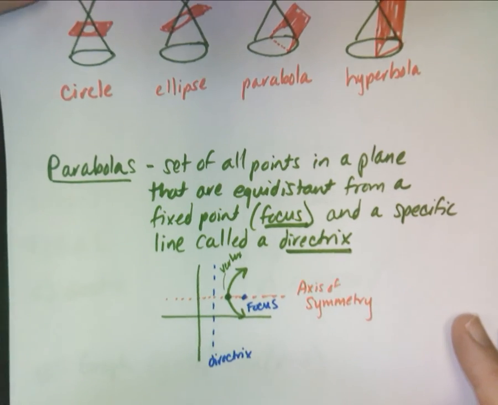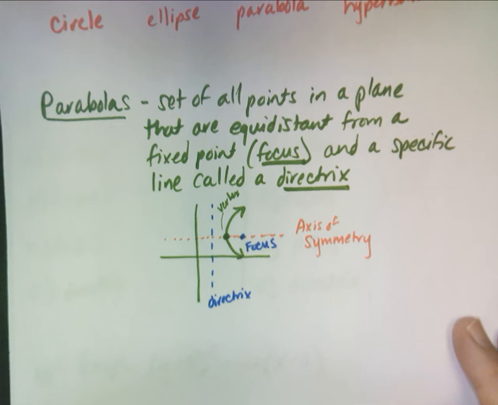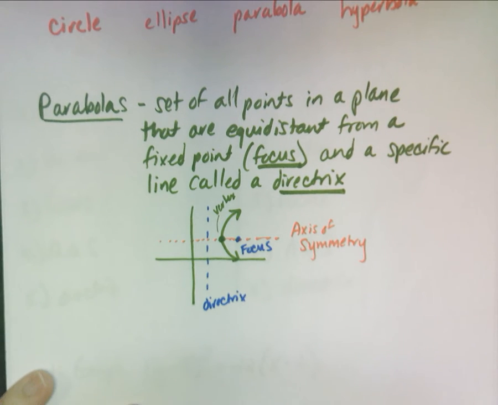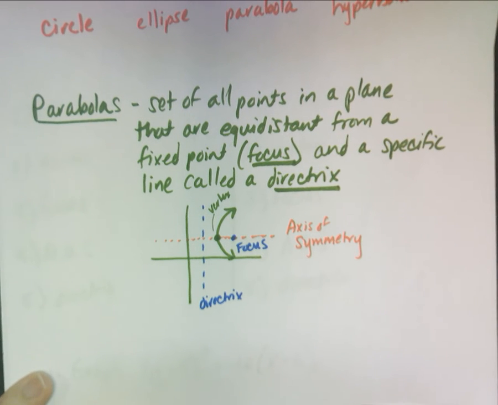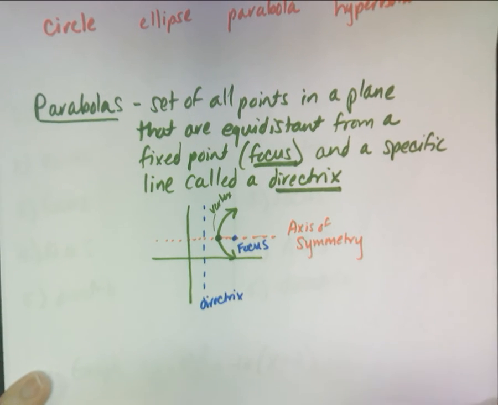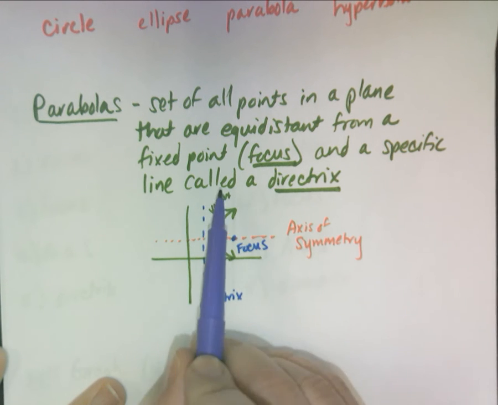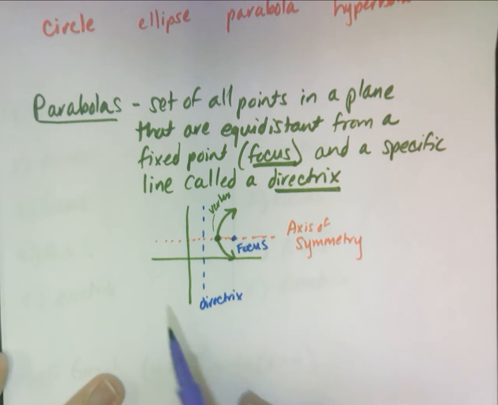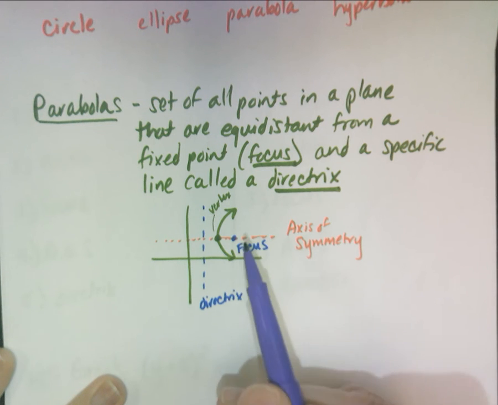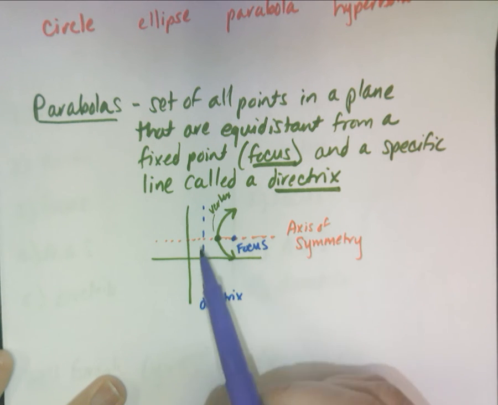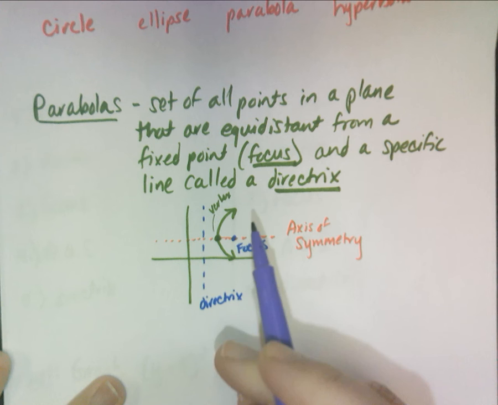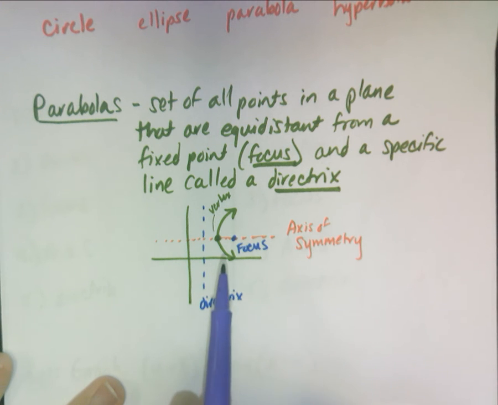Okay. The definition for parabola, again, you can pause this if you want to, is the set of all points in a plane that are equidistant from a fixed point called a focus and a specific line called a directrix. Okay. So I just want you to notice what I've drawn here. You're used to seeing your parabola up and down, but we can now have right and left parabolas.